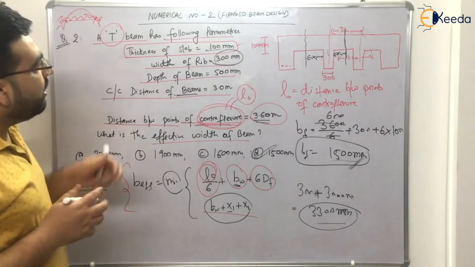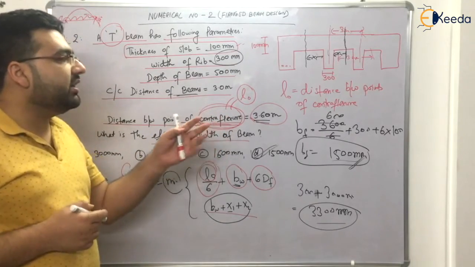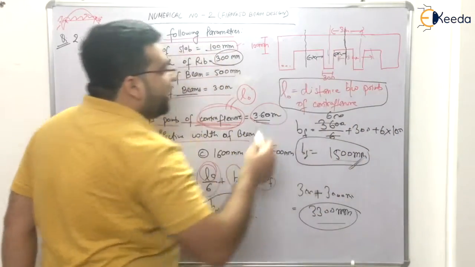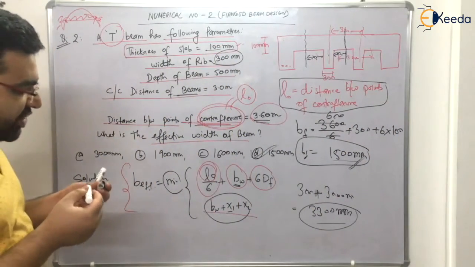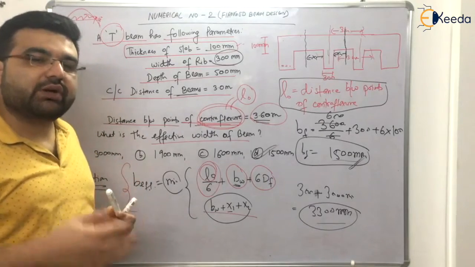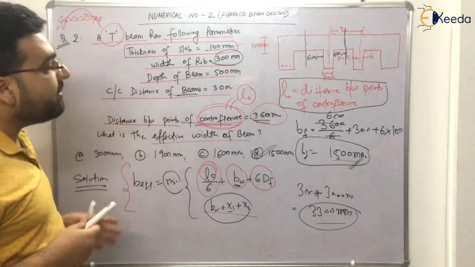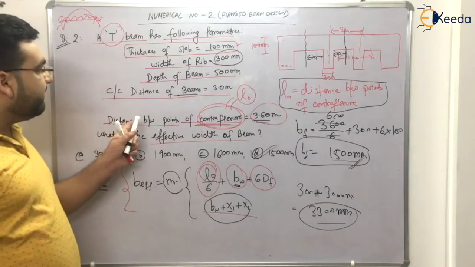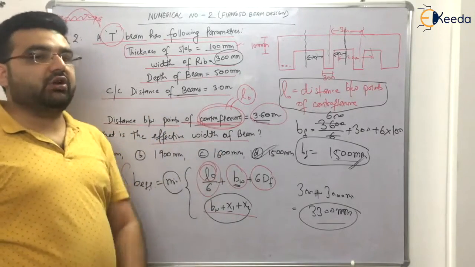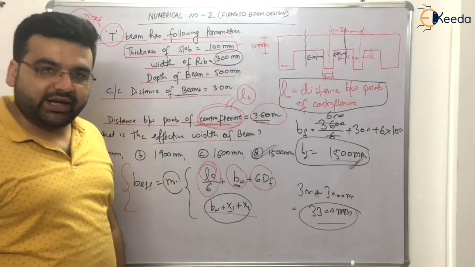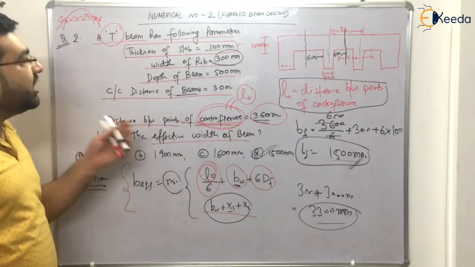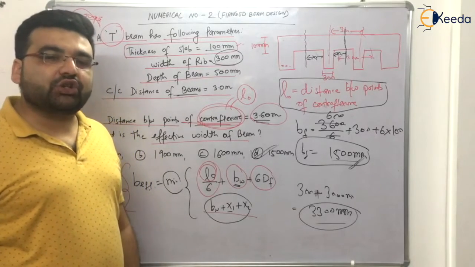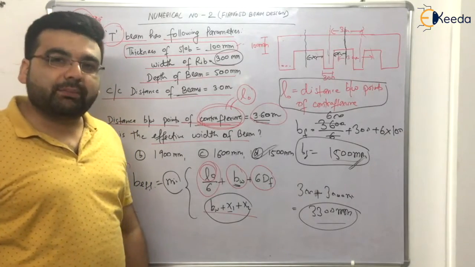My reason for choosing this numerical is to make you understand the point of contraflexion, because in examinations sometimes it is not mentioned whether it is simply supported, continuous and something like that. If it has not been mentioned, just look out for the word contraflexion. The distance between the points of contraflexion will become your L0 at that point of time, right? So I hope that you have understood numerical number 2. Now let us move to the next video and solve some previous numericals based on the design of beams. Thank you.